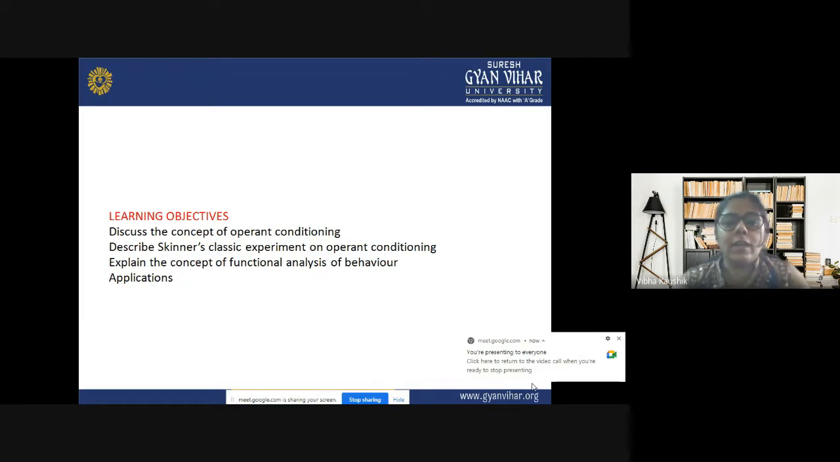Describe Skinner's classic experiment on operant conditioning. The students will be able to define the experiment done by Skinner on operant conditioning, explain the concept of functional analysis of behavior, and describe the applications of operant conditioning.